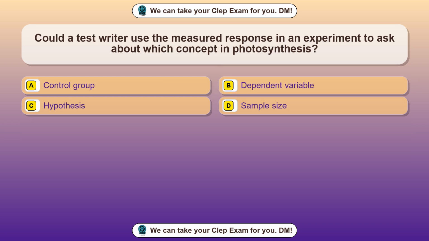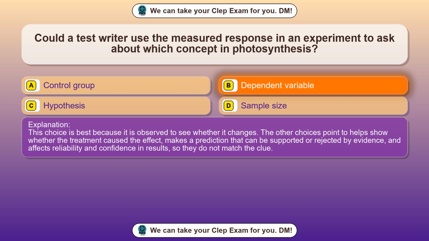Question 24. Could a test writer use the measured response in an experiment to ask about which concept in photosynthesis? Option A, control group. Option B, dependent variable. Option C, hypothesis. Option D, sample size. The correct answer is option B, dependent variable. This choice is best because it is observed to see whether it changes. The other choices point to help show whether the treatment caused the effect, makes a prediction that can be supported or rejected by evidence, and affects reliability and confidence in results, so they do not match the clue.